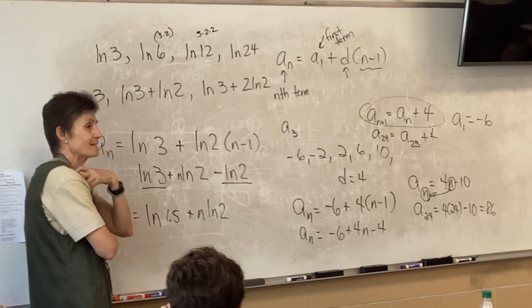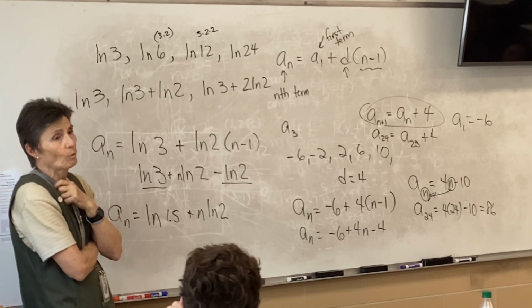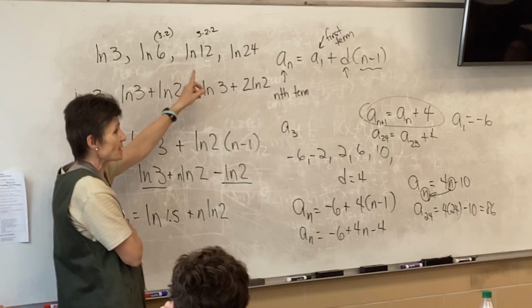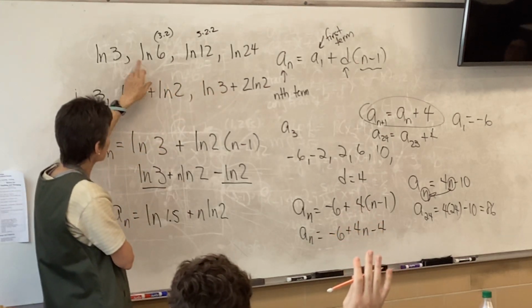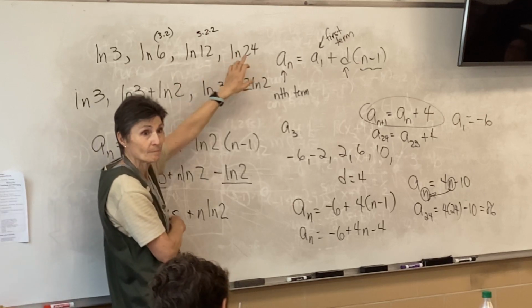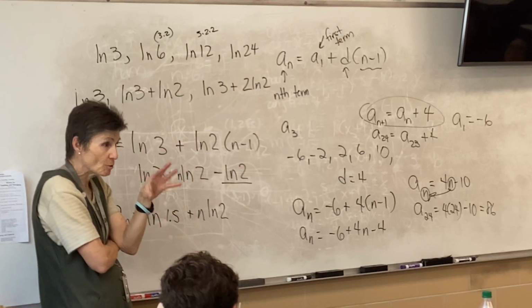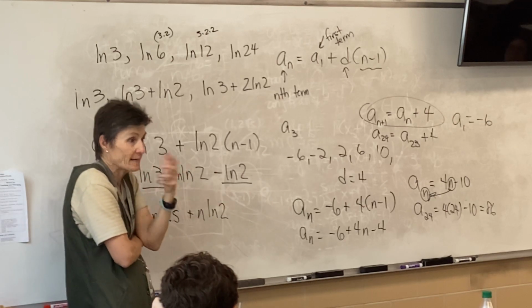That is your explicit formula. So this problem always catches people off guard because it looks like we are multiplying but we're really not, because in logarithm land, when you multiply, you're really adding.